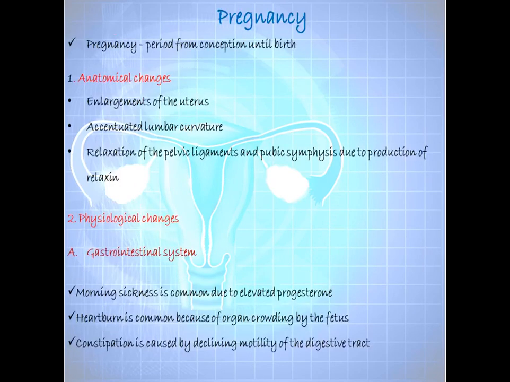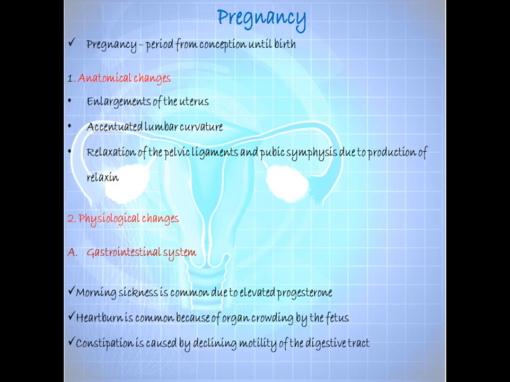Next one is pregnancy, which is a period from conception until the birth. First one is the anatomical changes: enlargement of the uterus, accentuated lumbar curvature, and relaxation of the pelvic ligaments and the pubic symphysis due to the production of relaxin.